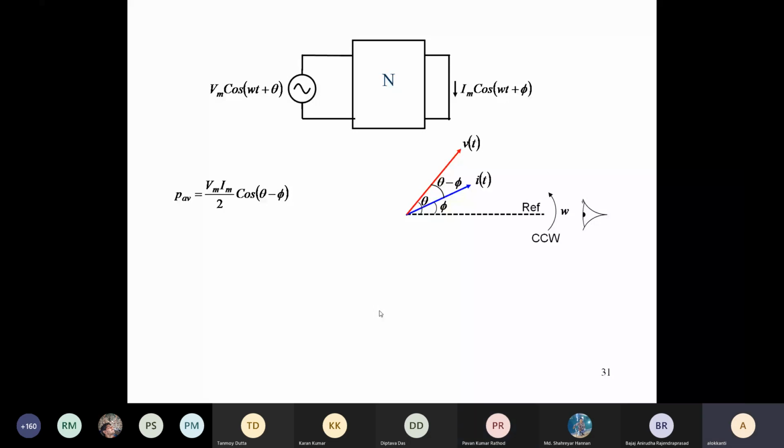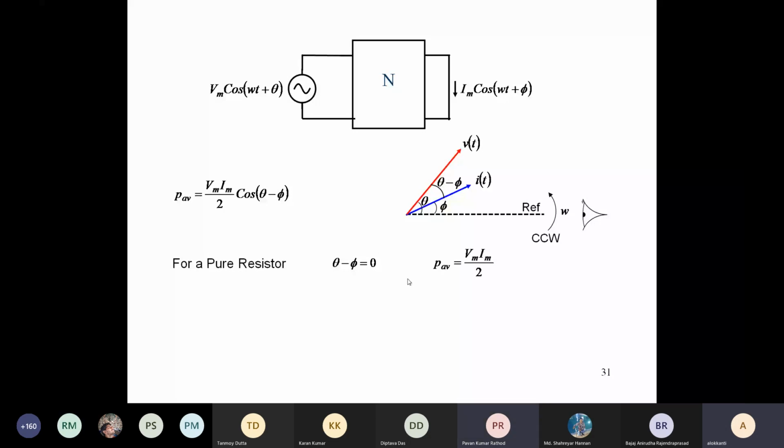And now if it is a pure resistor, what happens to theta and phi? Both are the same, so theta minus phi, the phase angle, will be 0, and cos 0 is equal to 1. So theta and phi are the same, theta minus phi is equal to 0. In that case, the average power is Vm Im by 2. Maximum.